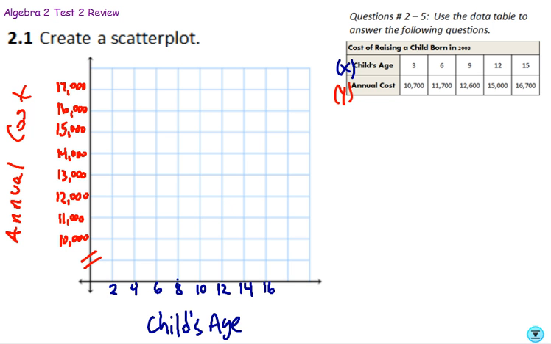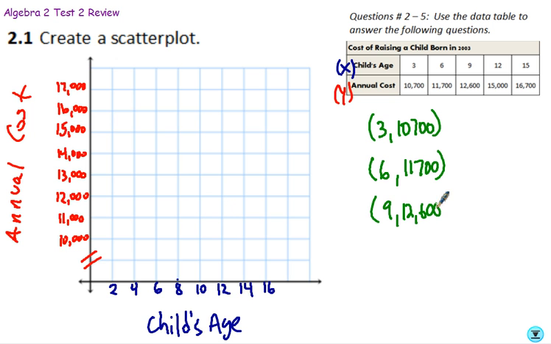10,000, and if it helps you, you could rewrite these things, because this is really what it's saying. I know that the table is written horizontal, or across, but if we wanted to look at it another way, these are the ordered pairs, or the points that we're going to be plotting, right? So the plot part, that's where the scatter plot comes in, and so 12 and 15,000.